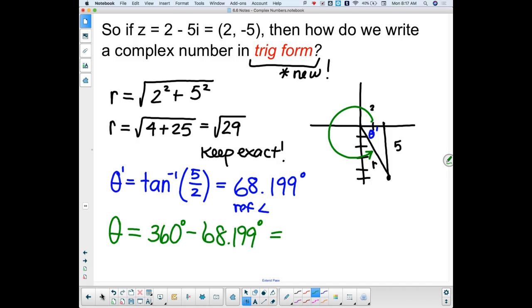Which gets me 291.8 degrees. We'll round to the tenths normally. Try and keep it as exact as possible, but if it was a unit circle angle, we'd keep everything exact.